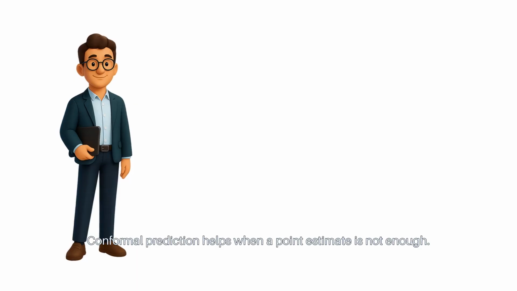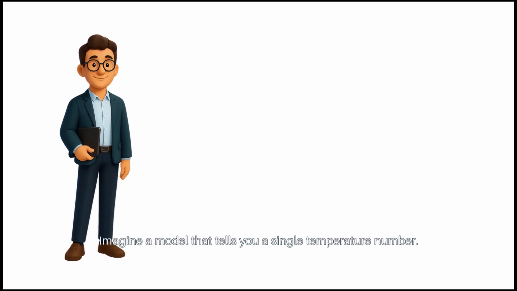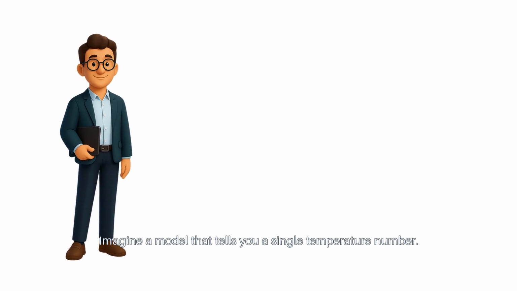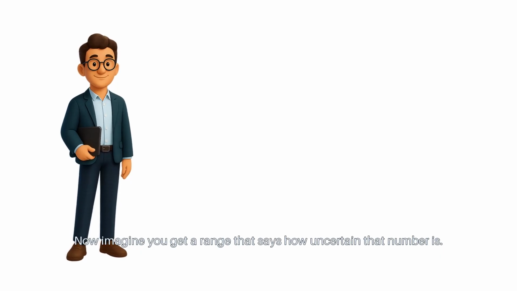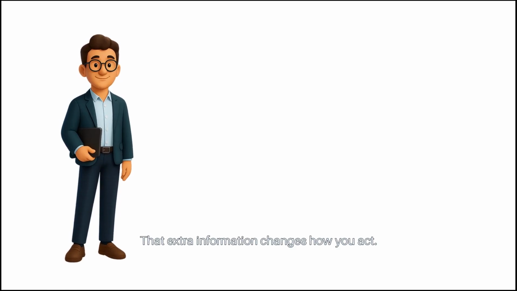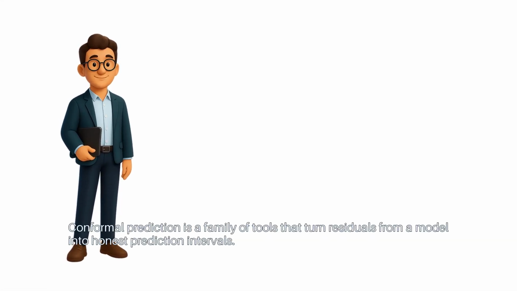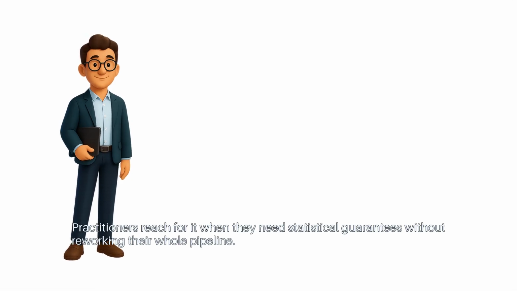Conformal prediction helps when a point estimate is not enough. Imagine a model that tells you a single temperature number. Now, imagine you get a range that says how uncertain that number is. That extra information changes how you act. Conformal prediction is a family of tools that turn residuals from a model into honest prediction intervals. Practitioners reach for it when they need statistical guarantees without reworking their whole pipeline.